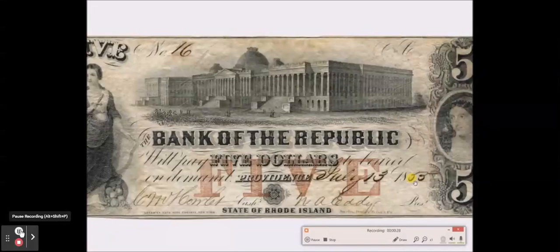Okay, so this is from 1833, 1853, not sure. Bank of the Republic, State of Rhode Island. It's printed by the American Banknote Company in New York. I think I picked this because it had the building on the front.